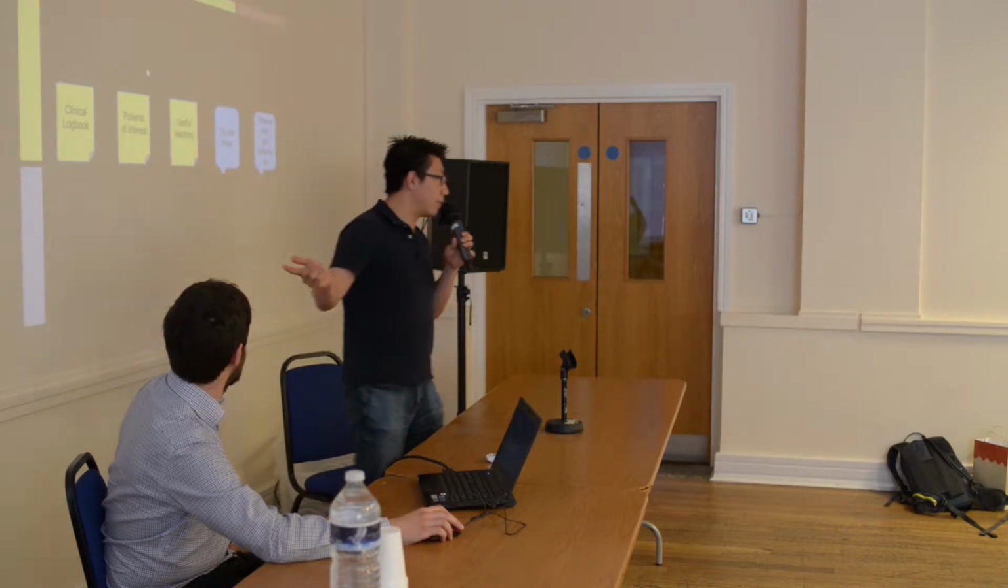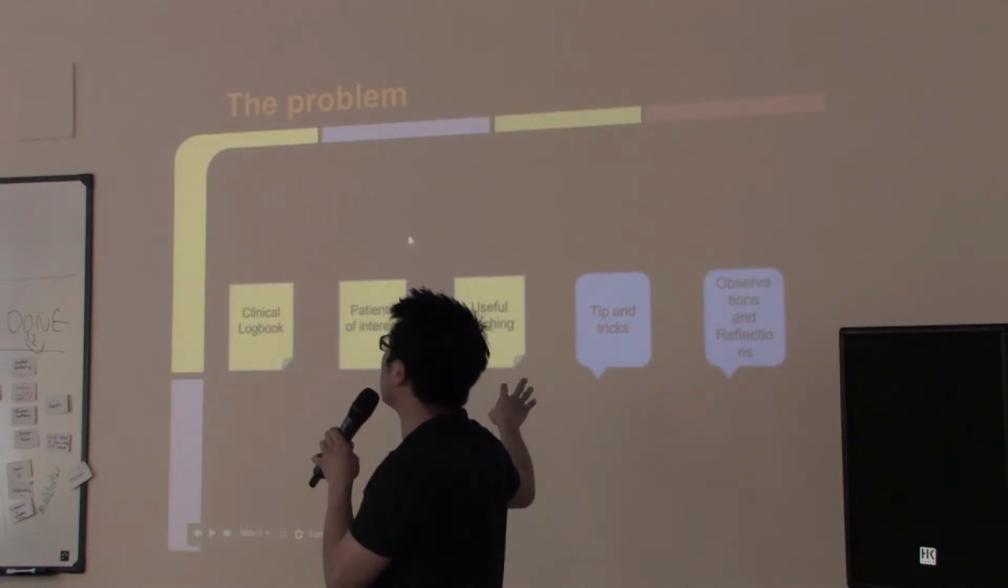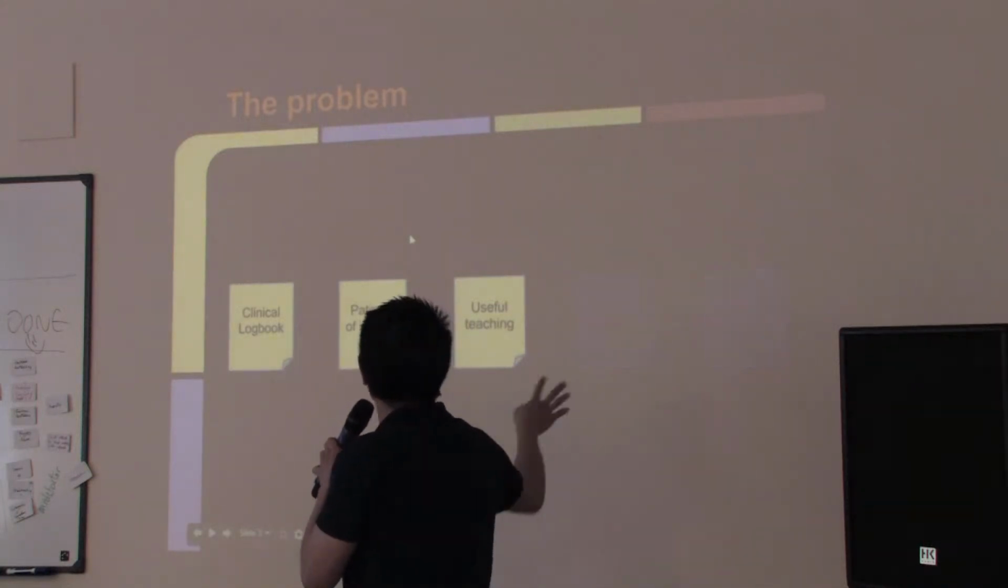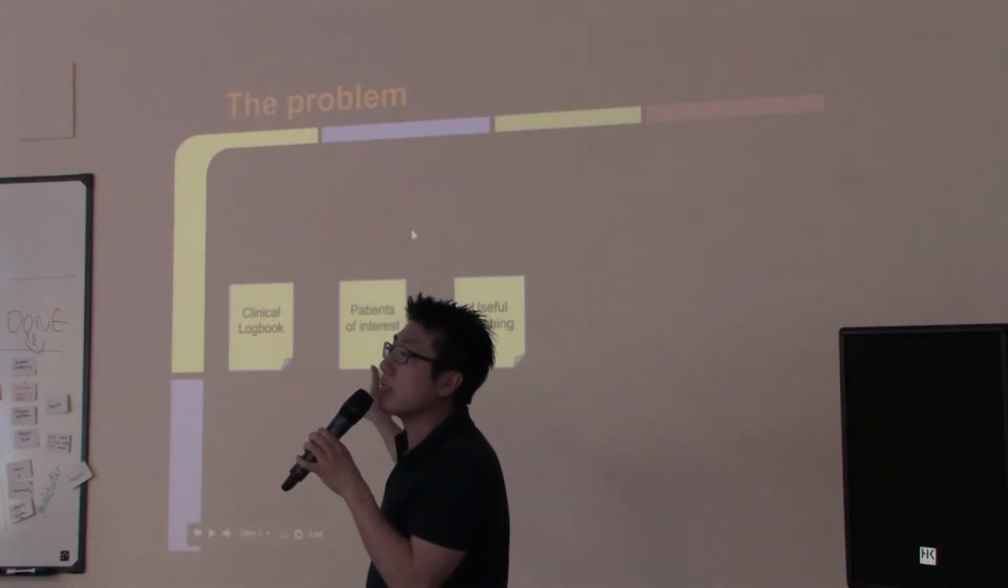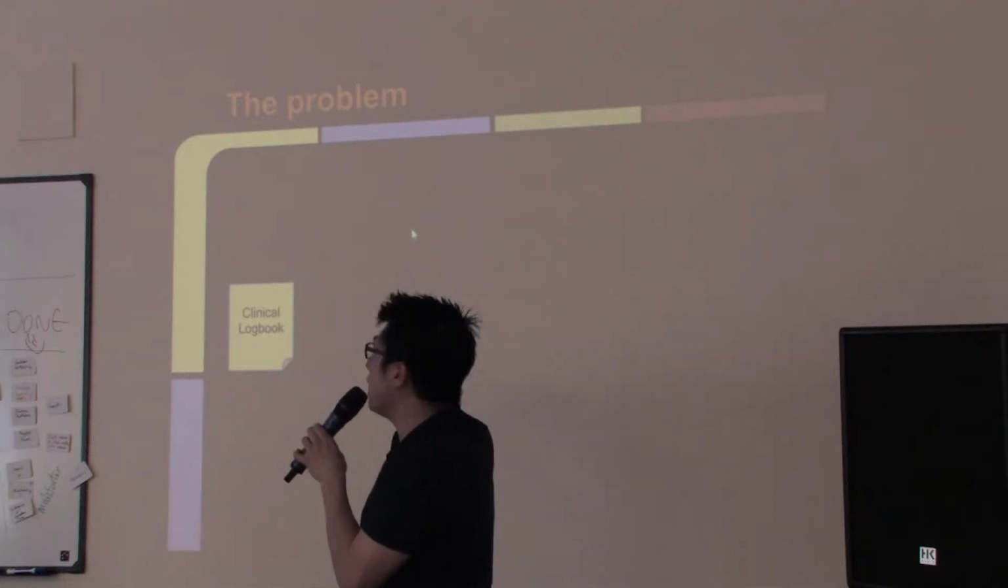So this is an example of things that a typical student might have on a clinical attachment. They might have paper for clinical logbook, patients of interest, useful teaching, and through word of mouth, people also talk about tips and tricks and general observations, but those tend to disappear very quickly. There's no record of that for future medical students. And also these as well, there's a lot of paperwork generated, but again, they tend to disappear, and usually the only permanent record is the clinical logbook itself.